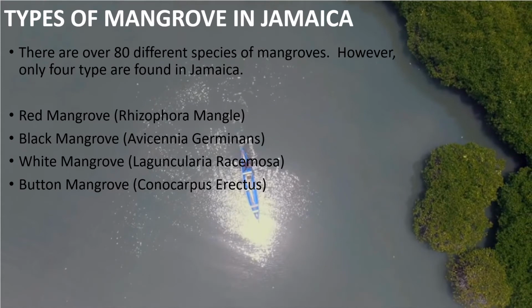The types of mangroves in Jamaica. There are over 80 different species of mangroves. However, there are only four types of mangroves found in Jamaica. You have the red mangrove, the black mangrove, and the white mangrove. Also, the button mangrove, all with different and unique characteristics.